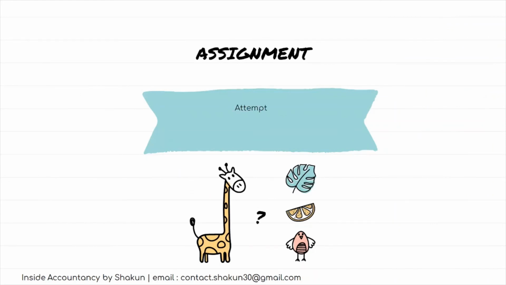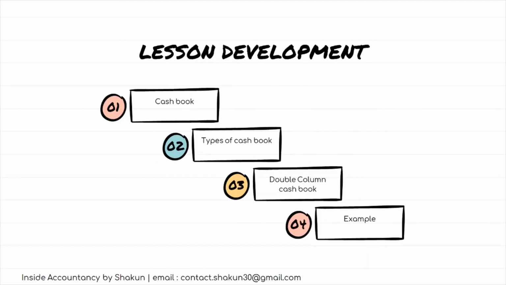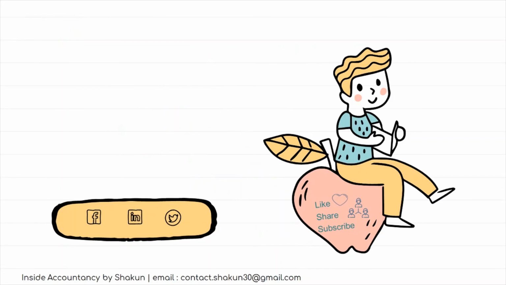On the basis of the concept taught, you have to attempt question number 6 to 14, which is based on the double entry bookkeeping system, the double column cash book, from your book T.S. Grewal. So in this video, we have talked about the cash book, the various types of cash book, and the double column cash book, with the help of an example where I step by step solved the question with you all. I hope the concepts are clear to you.